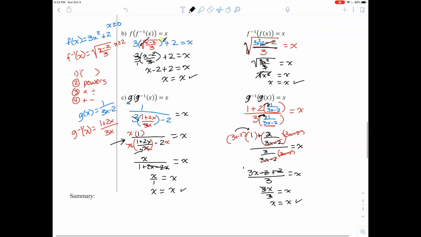Okay, so there's the algebraic way to prove that two functions are inverses of each other by composing them within each other and using their inverse operations to completely remove all values except for x. And that's how it is.